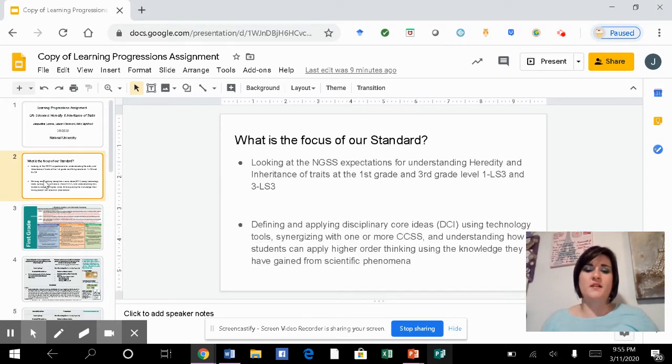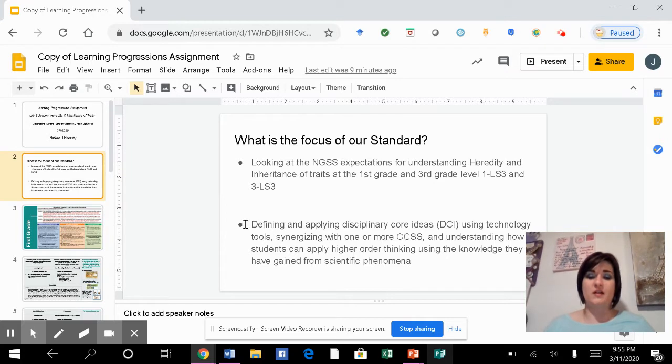So what are we focusing on in this particular standard? We're looking at the Next Generation Science Standards expectations for both first and third grade level, specifically the standards for 1-LS3 and 3-LS3. In doing this, we're also defining and applying disciplinary core ideas using technology tools, synergizing with one or more Common Core standards, and understanding how students can apply higher order thinking using previous knowledge that they have gained from their understanding of specific scientific phenomena.